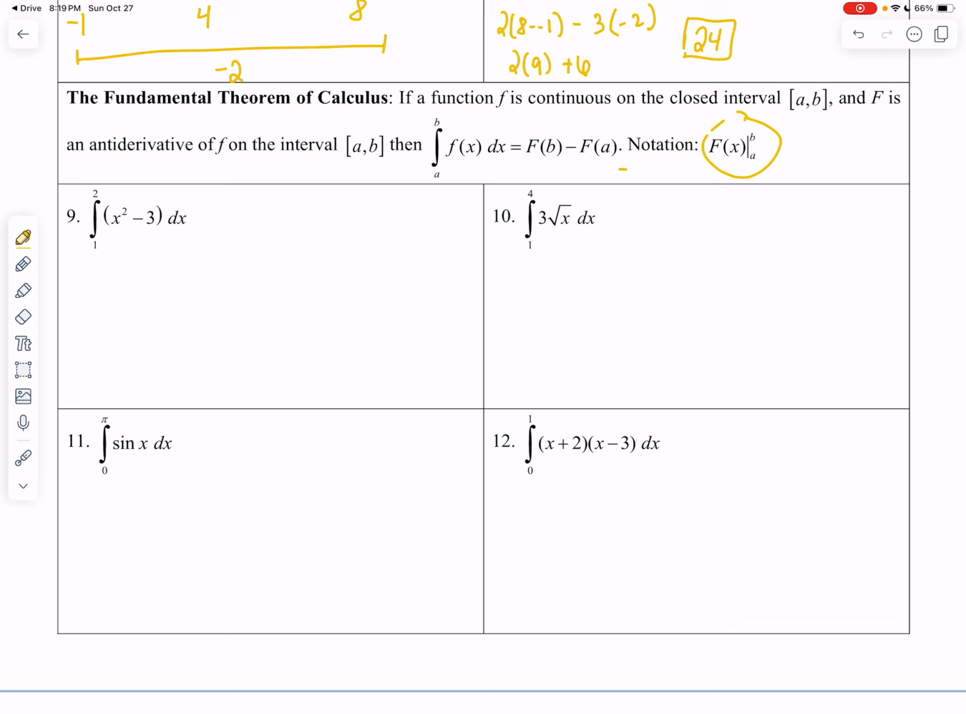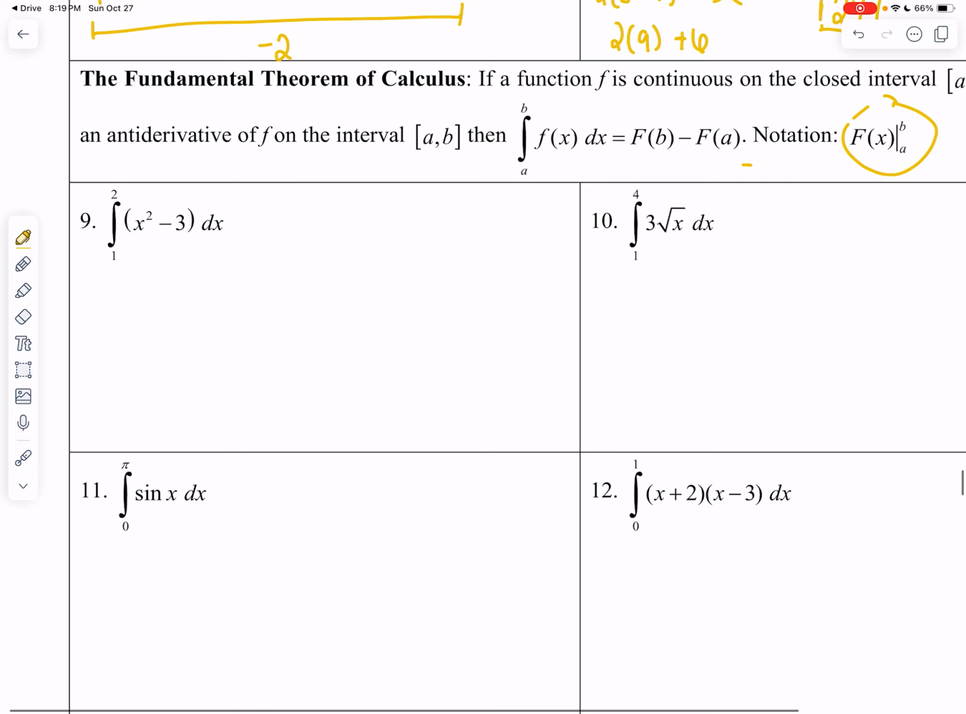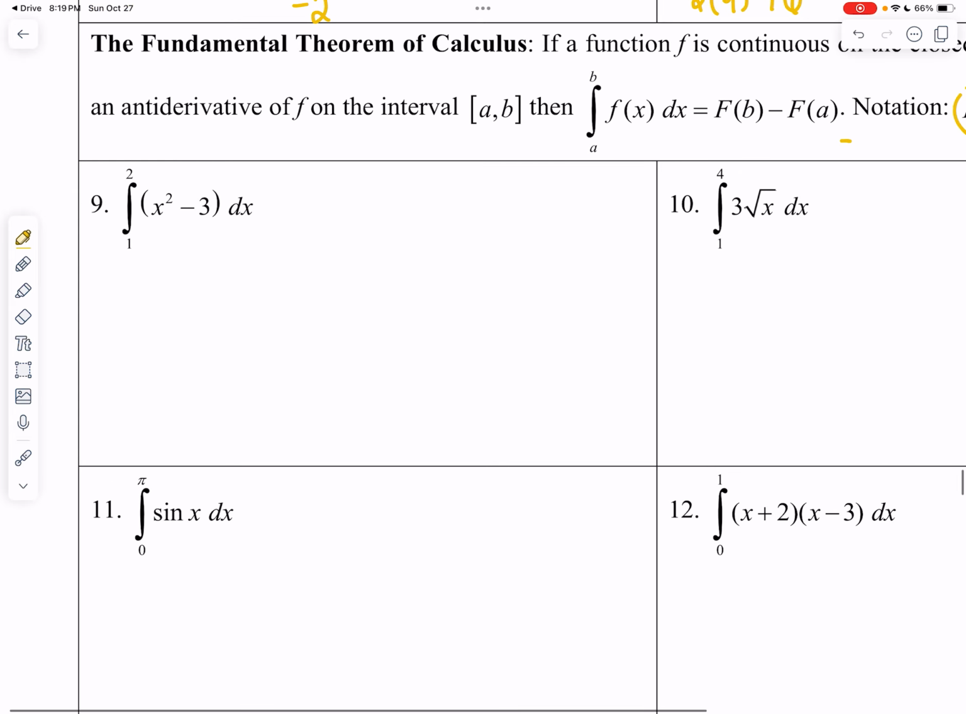So essentially this is going to be finding the area under the curve from 1 to 2 of x squared minus 3. So we're just going to take the antiderivative like we've been doing. So 1/3 x to the third minus 3x, and then from 1 to 2. I'm going to plug in 2, and then I'm going to plug in 1. So we're going to plug in our upper limit.